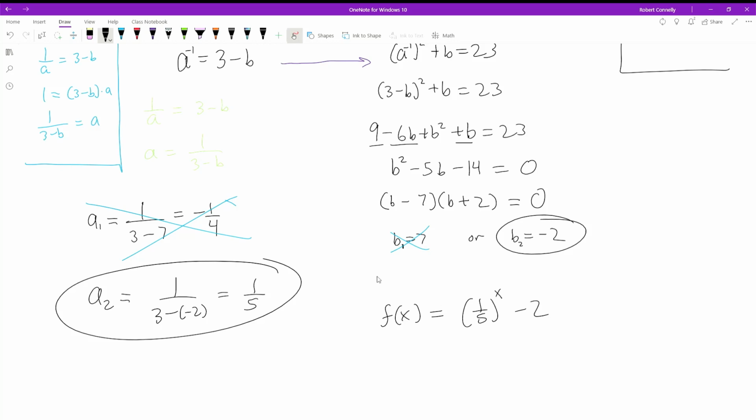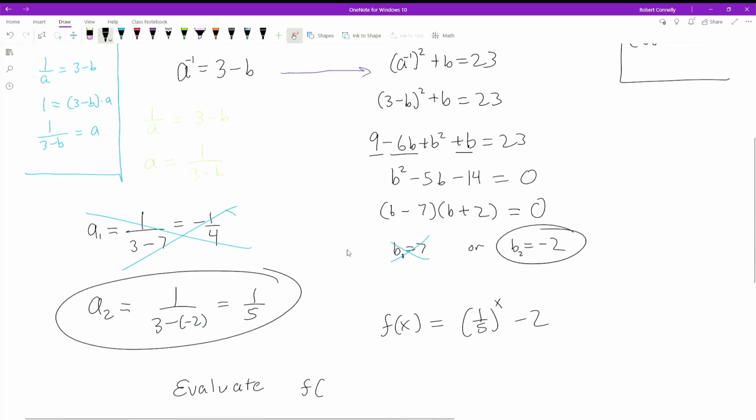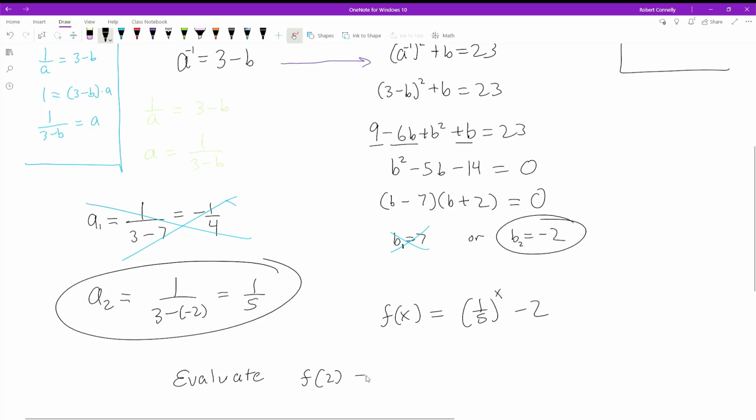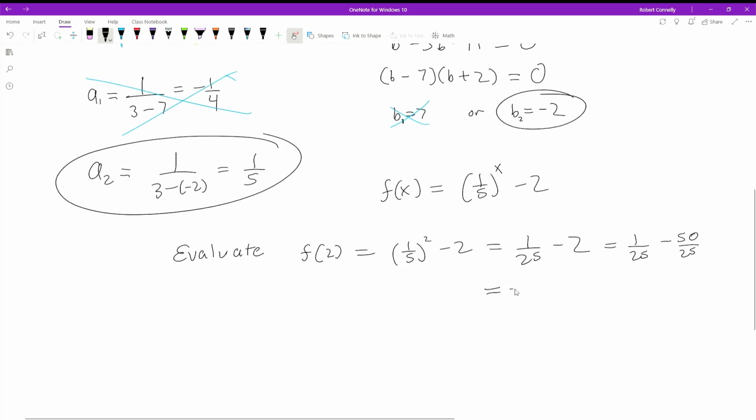And then I think the question also says something about evaluate f of 2. All right, evaluate f of 2. And so that means just plug it in. So I get 1/5 squared minus 2. That's 1 over 25 minus 2. That's mildly annoying because 2 is going to be 50 over 25. So that's 1 minus 50 over 25. And that gives me negative 49 over 25.